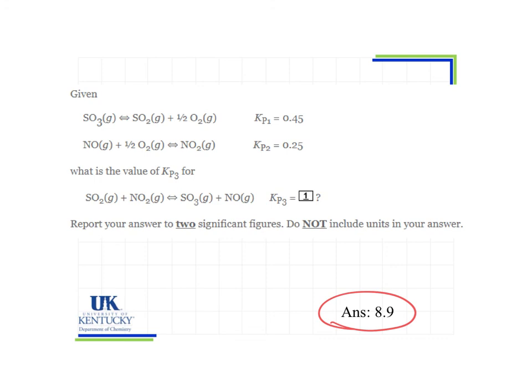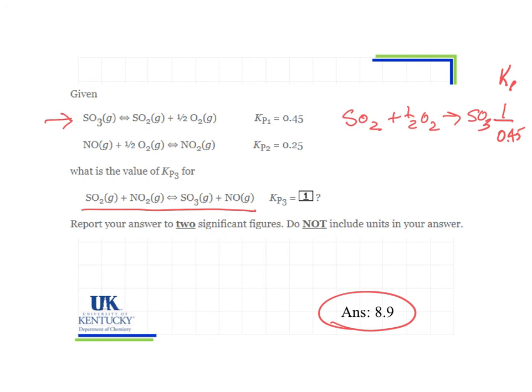Okay, so we're trying to produce this reaction from those pieces. It has SO2 on the left. The top reaction has SO2 in it, but it's on the right, so I have to flip the reaction. That gives me SO2 plus 1/2 O2 producing SO3. Now, when you flip the reaction, you take 1 over the K, 0.45. This will give you the Kp for this reaction. All right, so that gives me the SO2 in place. It also gets me the SO3 in place.